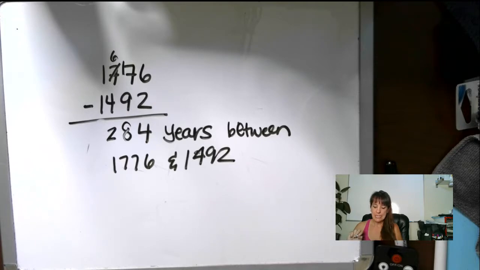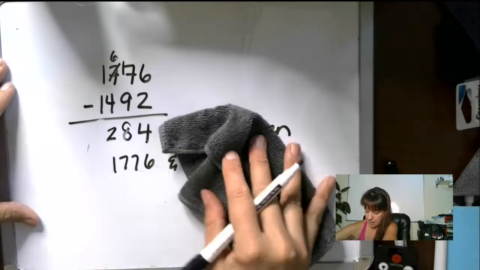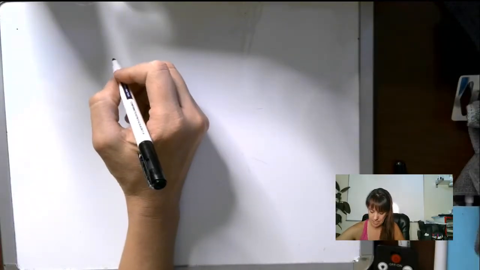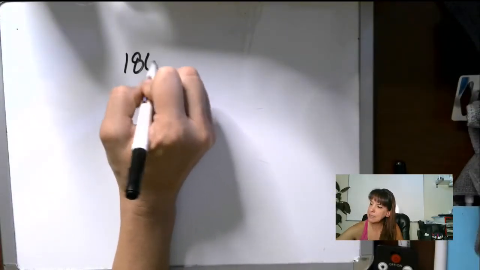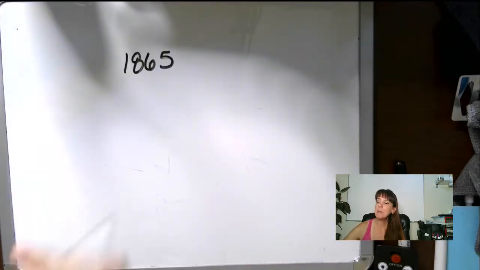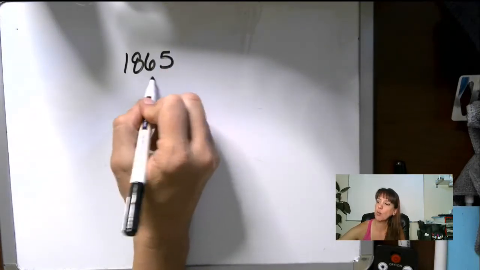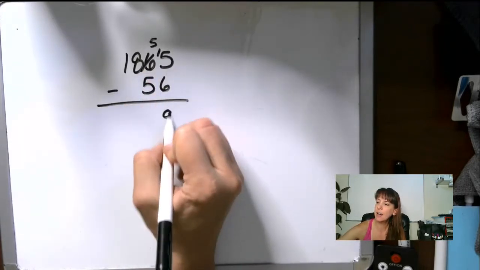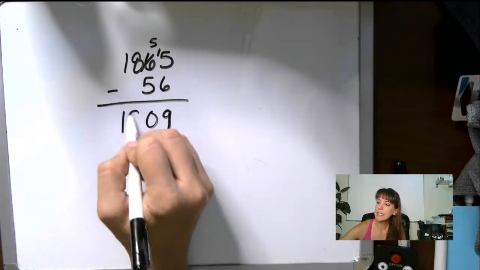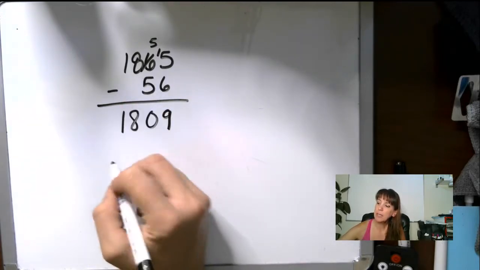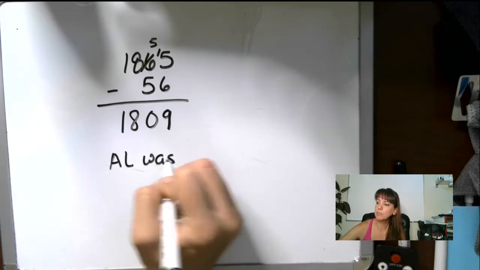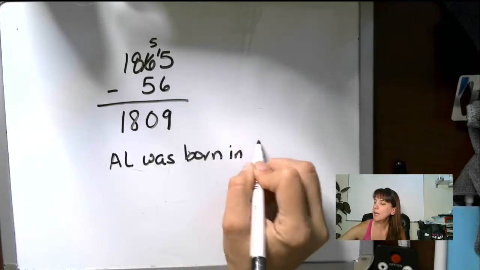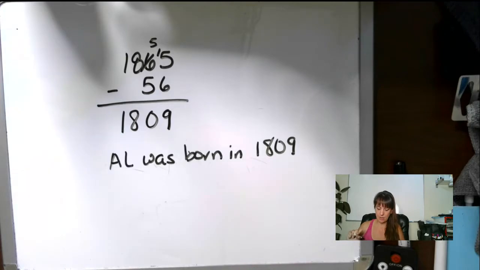Number 4, Abraham Lincoln died in 1865 at the age of 56. So he died in 1865 at the age of 56. That means we need to subtract 56 years from here in order to find out when he was born. So if we do that, we get 5, this is 9, 0, 18. So Abraham Lincoln was born in 1809. All right, so with that said, go ahead and turn to page 66.